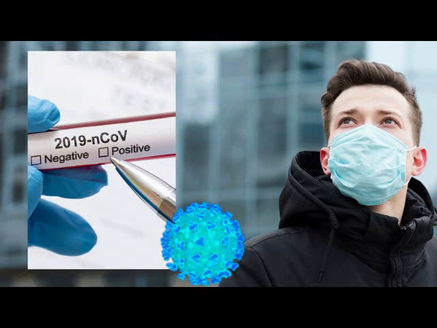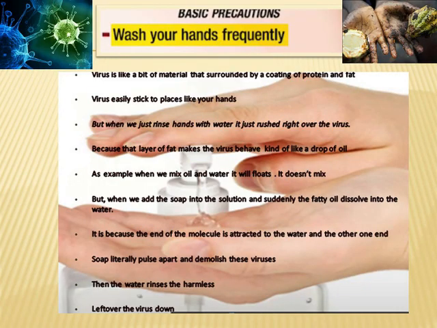During this COVID-19 pandemic, we all know that the basic precaution to avoid the coronavirus is to wash your hands frequently. But why? It is because viruses can easily stick to places like our hands. The virus is like a bit of material surrounded by a coating of protein and fat. We cannot kill the virus by just rinsing our hands with water. It just rushes right over the virus, nothing will happen.